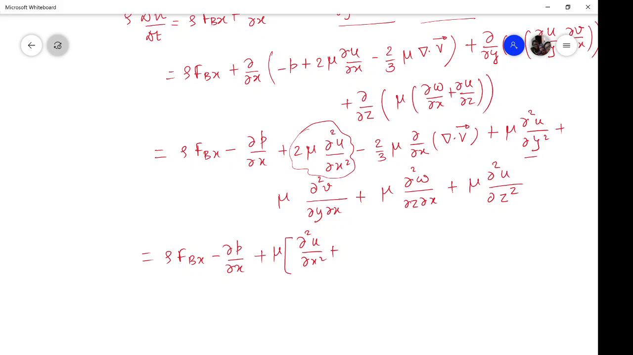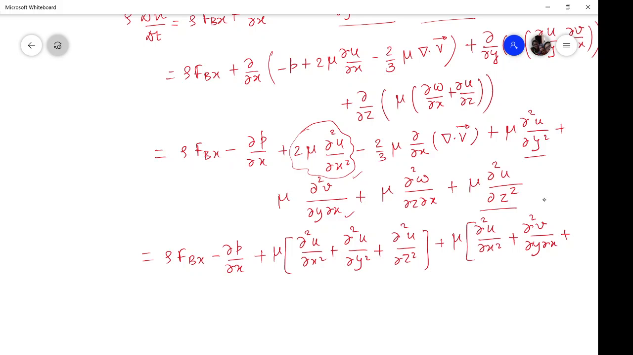Then you have this term ∂²u/∂y² plus this term ∂²u/∂z². And what is left at your disposal is μ ∂²u/∂x² from this term. So you again take μ outside. It is ∂²u/∂x² plus this term, that is ∂²v/∂y∂x, plus this term ∂²w/∂z∂x. Now one is left, so it is minus 2/3 μ ∂/∂x of the divergence of velocity.